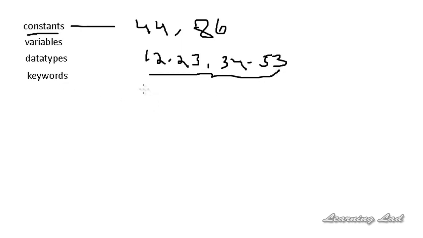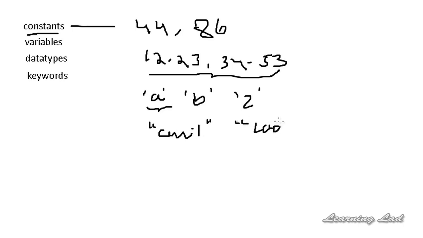Then we have character constants, for example a letter A or a letter B or a letter Z, character constants, single character, and a character constant is written in single quotes. And then we have string constants, which are written in double quotes, for example Anil, and we have any other string, for example lad, which is written in double quotes and which is a bunch of characters. These are called string constants.